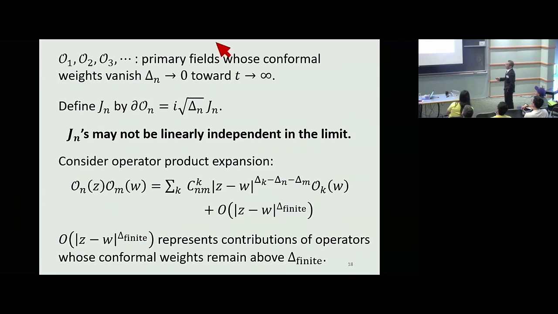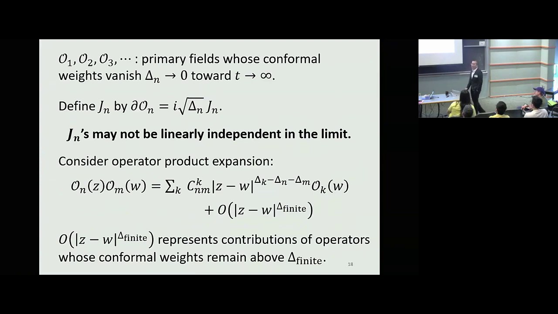So in general, there are actually a large number of primary fields. In fact, we will see that there are infinitely many primary fields whose conformal weight vanishes toward the infinite distance limit. And for each one of them, you can define this J. The J's are linearly independent operators at finite distance, but they may become degenerate. They may become linearly dependent in the limit. So it would be interesting to understand the relation.